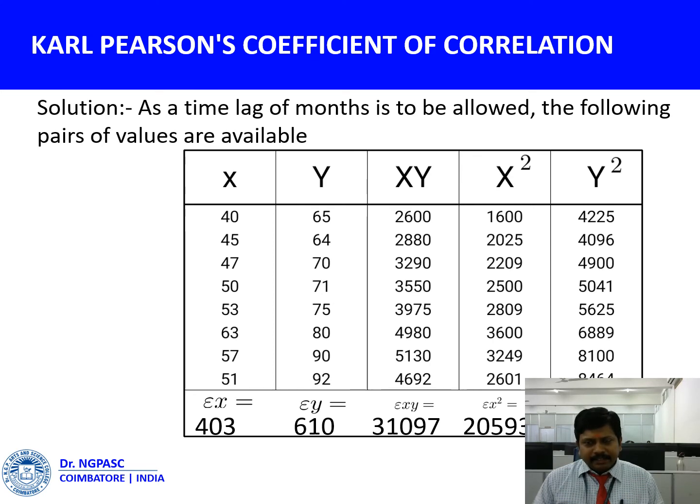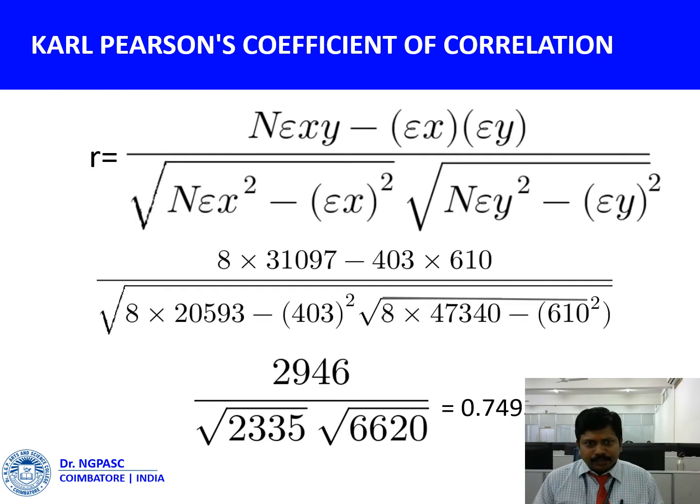After finding these summations, we have to use the same formula: r equal to n into sigma xy minus sigma x into sigma y, divided by square root of n into sigma x square minus sigma x whole square, into square root of n into sigma y square minus sigma y whole square. Substituting all the values in this formula, we get the value of r as 0.749.